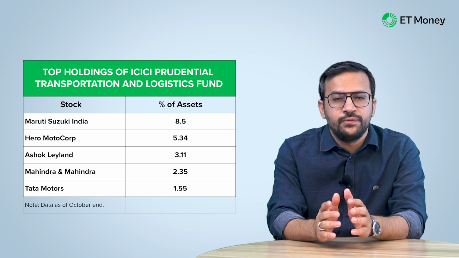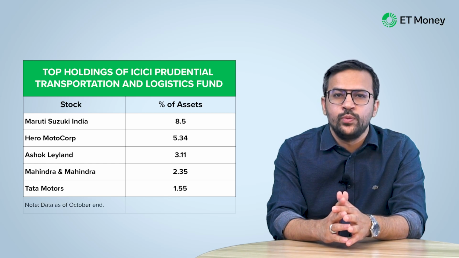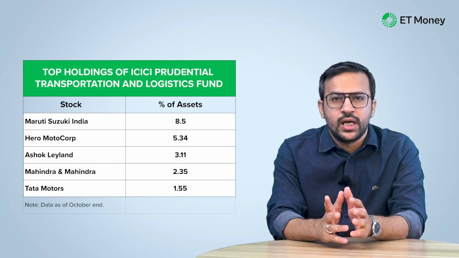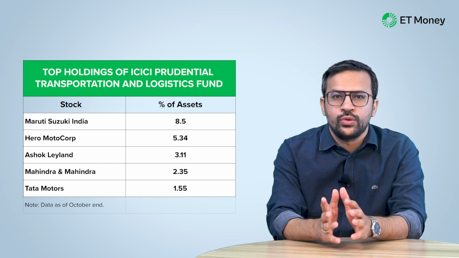In this case, the fund has a heavy concentration in one sector. Its returns are linked to the performance of the auto sector. Schemes with a narrow theme behave like a sector fund and have the same challenges. Now let's move on to the next category.